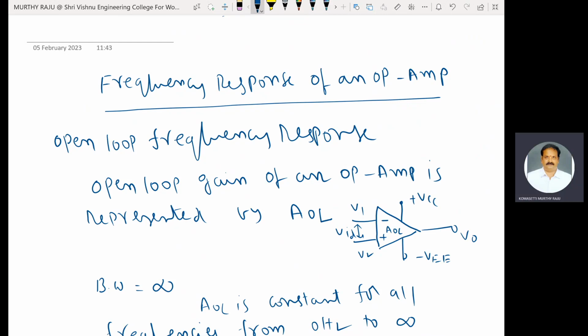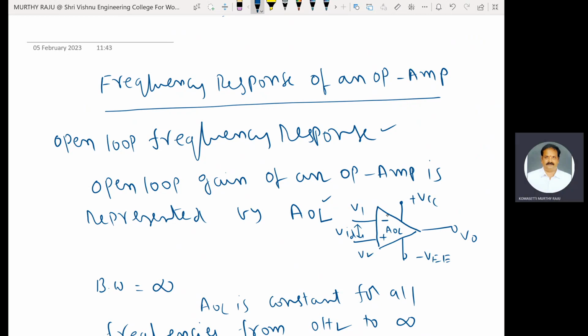In this video, I will explain the frequency response of an op-amp. Open loop frequency response, that means without any feedback connection from output to input. The open loop gain of an op-amp is represented by AOL, without any feedback connection.